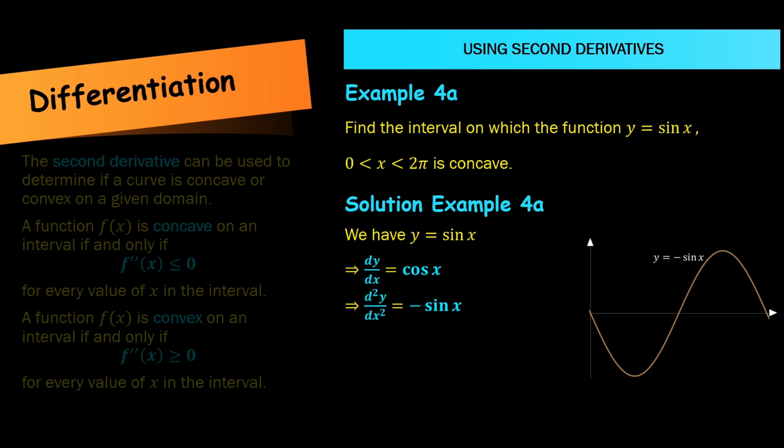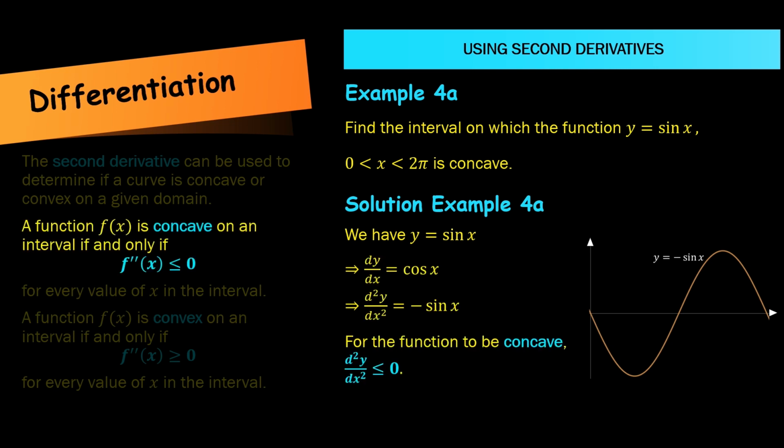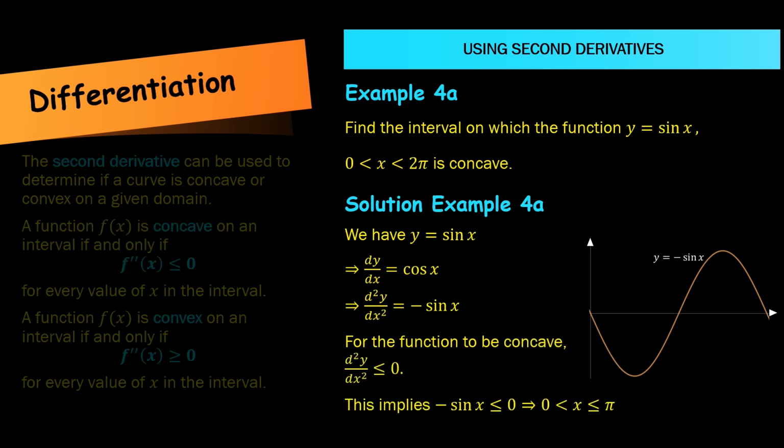The graph of y equals minus sin x looks something like the graph you can see on your screen now. Now for the function to be concave, we must have that d2y dx squared is less than or equal to 0. Minus sin x is less than or equal to 0 in the interval 0 less than x less than or equal to pi, and therefore the function is concave in this interval.